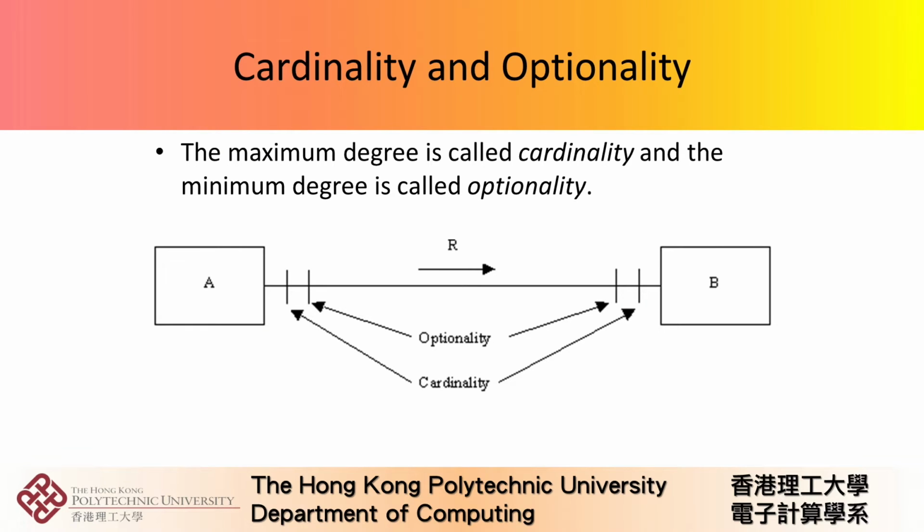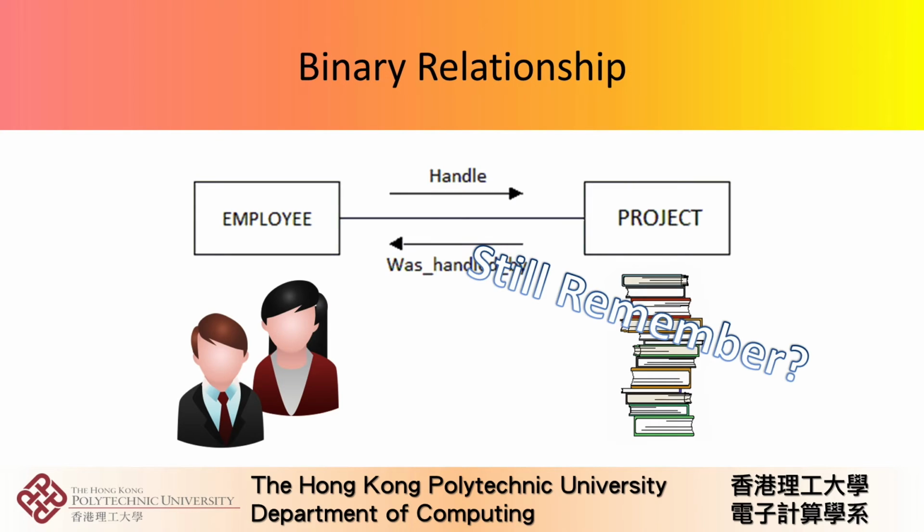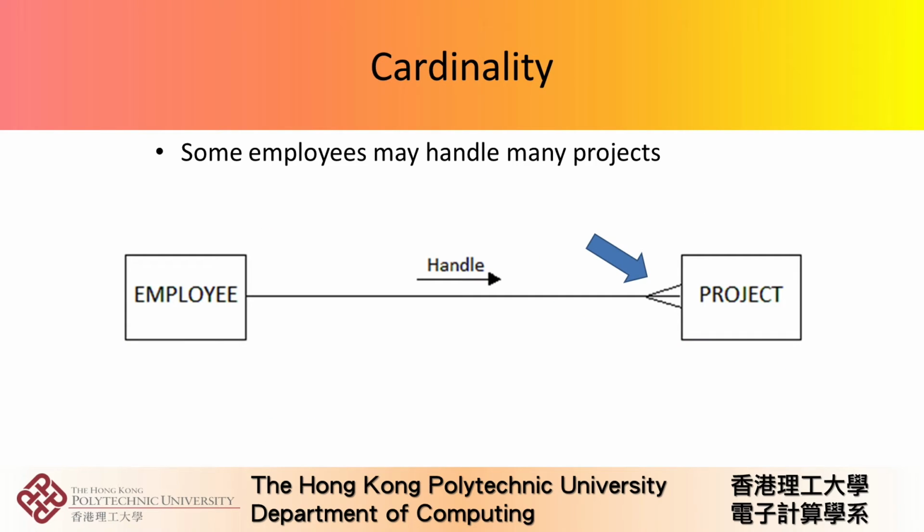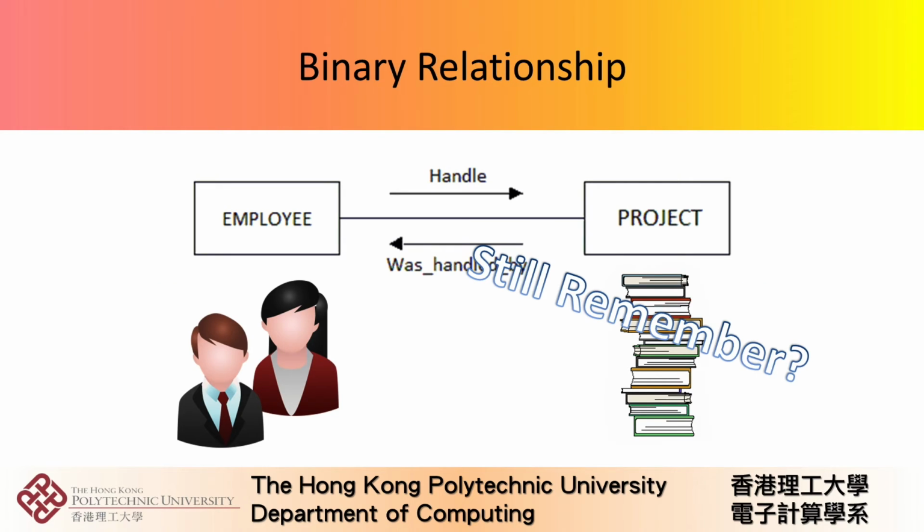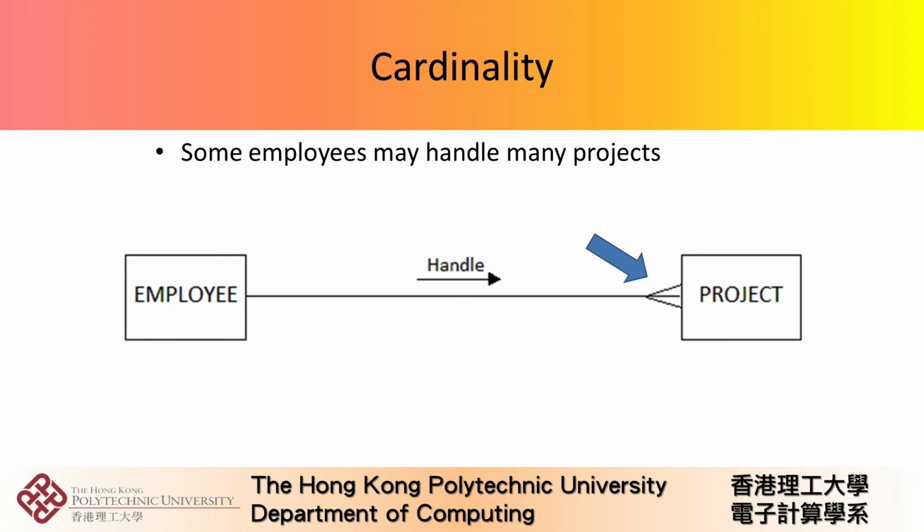Then we will talk about cardinality and optionality. Cardinality is the maximum degree of the relationship, and optionality is the minimum degree of the relationship between the entities. Do you still remember we have talked about the case of binary relationship? In this case, some employees may handle many projects.